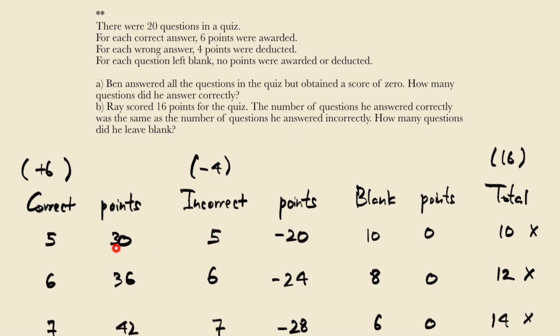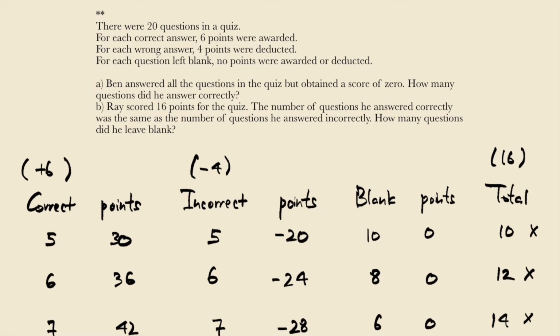Okay, so we're going to guess 5 and 5 first. So that gives us 30 minus 20. That's 10 points. And by the way, if the number of correct and wrong answers are 10 in total, but the total is 20 questions, that means he left 10 questions blank. And that's 0 points, right? Because 0 for each blank question. Total marks is 10. We're looking for 16 though.